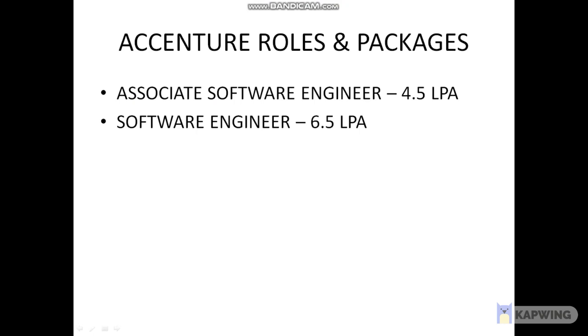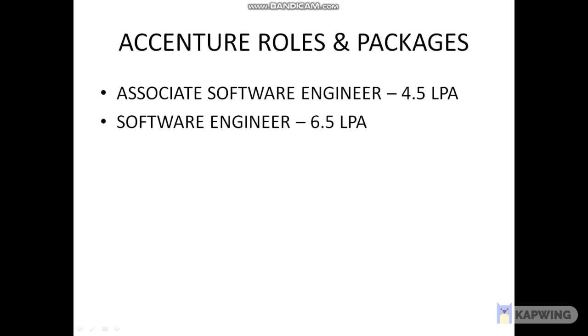In 2022, Accenture is offering two different roles: the associate software engineer and the software engineer. The associate software engineer pay package is 4.5 lakhs per annum, and the software engineer is 6.5 lakhs per annum.